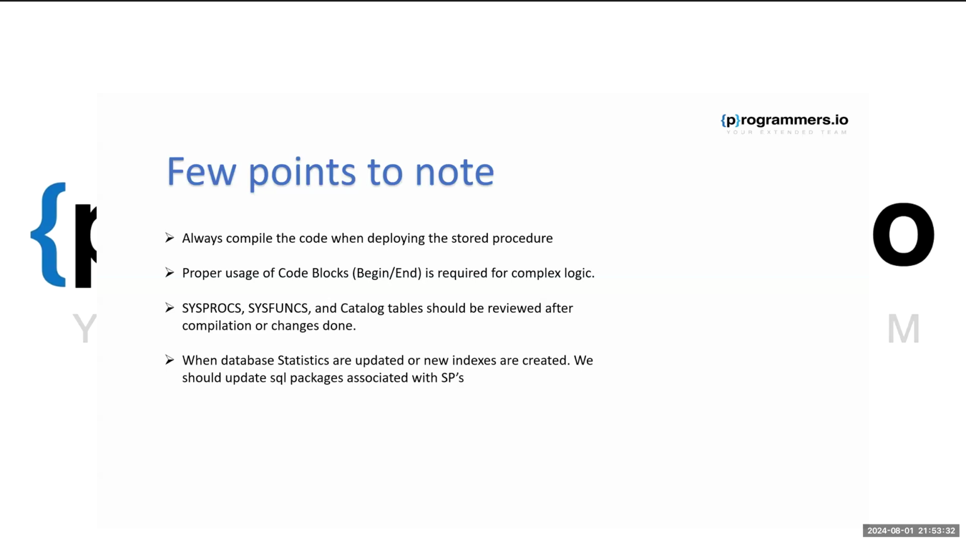There are some catalog tables already mentioned, like sysprocs and sysfunctions. There is another one, sysparms, which keeps track of how many parameters are passed to stored procedures and UDFs. We can get all these things from the catalog tables. Whenever we have compiled those, we can verify by looking at those catalog tables whether they have been deployed or compiled with our desired values or not.